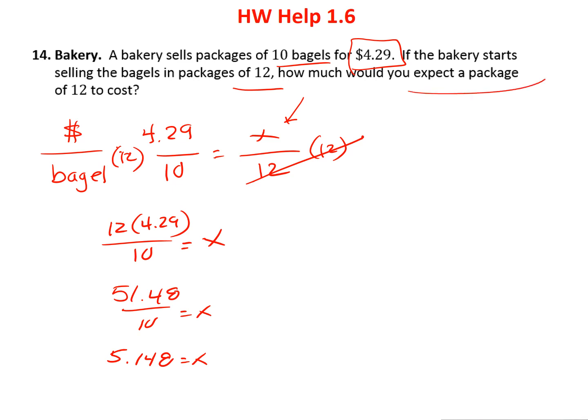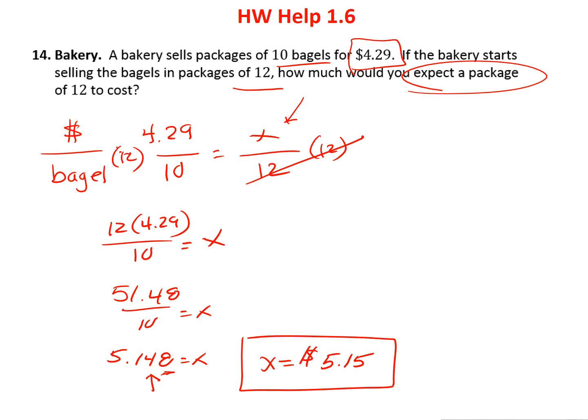Now, how much would I expect the package to cost? They're not going to charge me 5.148, so we're going to round off to the nearest penny. There's the nearest penny. I look to the right. Is that number old enough to go to school? Sure, it's bigger than 5. So the 4 will go up. And so my answer is x is going to be about $5.15 for a package of 12.